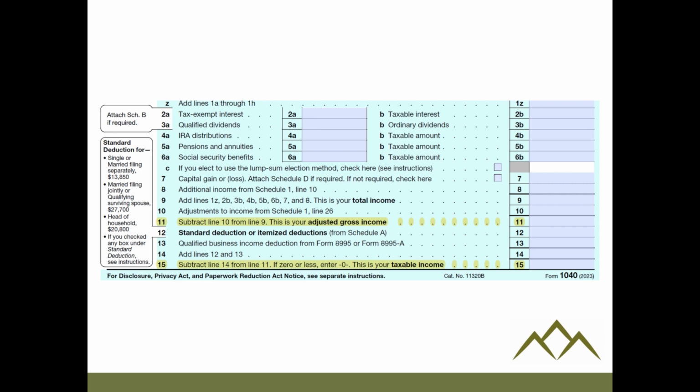This is an important number to know how to find and to at least understand a little bit about how it's calculated, because it ends up being important in a lot of the phase-ins and phase-outs that you see relative to returns. Think about the ability to make, say, Roth contributions, or it can also impact how much you can give each year with respect to charitable deductions. And then line number 15 is your taxable income. This isn't going to tell you how much you owe, but it tells you effectively how much of your income is going to be taxed at applicable rates.